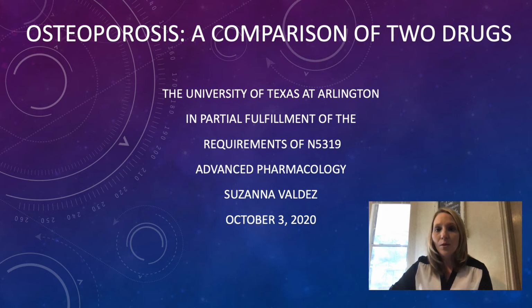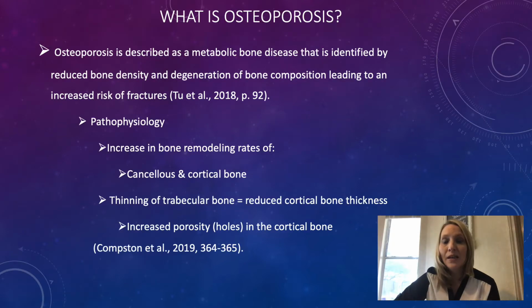Today I'm going to talk to you about osteoporosis, and we're going to do a comparison of two drugs used to treat this condition. To begin with, let's describe what osteoporosis is. It's a metabolic bone disease that's identified by reduced bone density and degeneration of bone composition that leads to an increased risk of fractures. The pathophysiology of it is an increase in bone remodeling rates of cancellous and cortical bone.